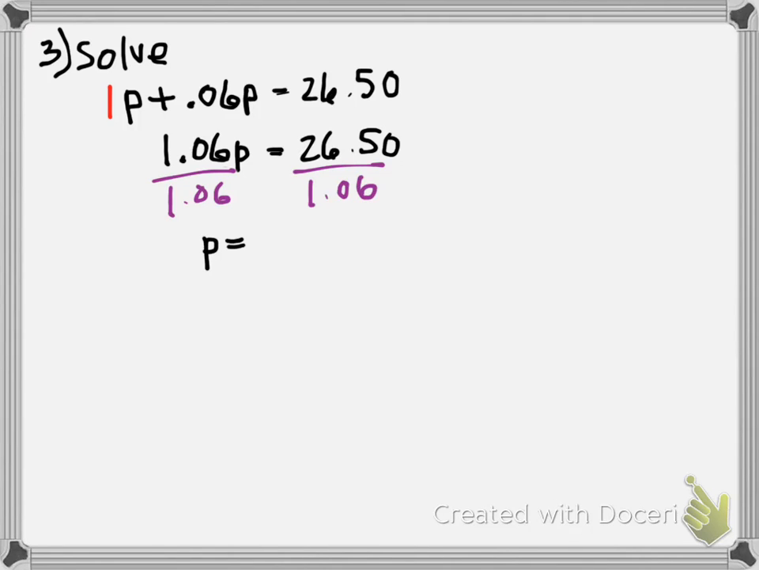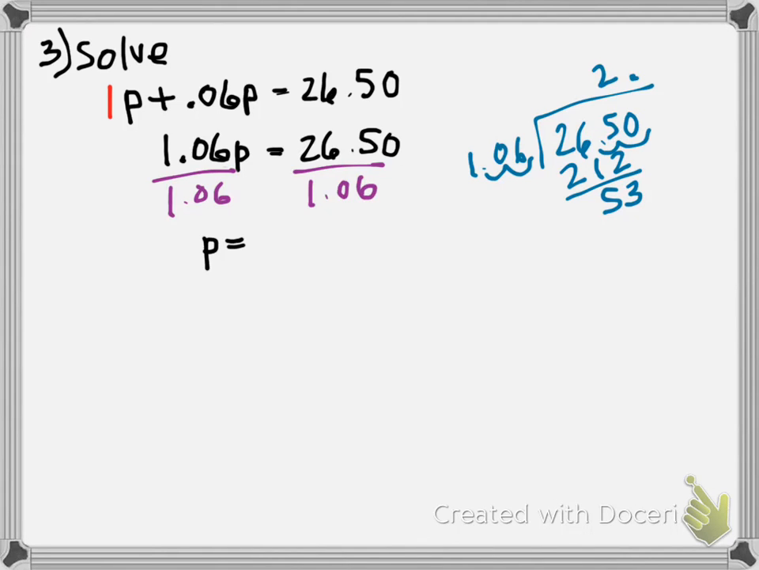So we get P equals, and then we have to do some math off to the side, which is no big deal. We just do it. So we have 26.50. We're going to divide it by 1.06. Move the decimal twice, move the decimal twice, bring it straight up. 106 goes into 265 twice, which would give me 212. And I get 53 left over. And then bring down a 0. 106 times 5 would give me exactly what we need. So I would get P equals 25.